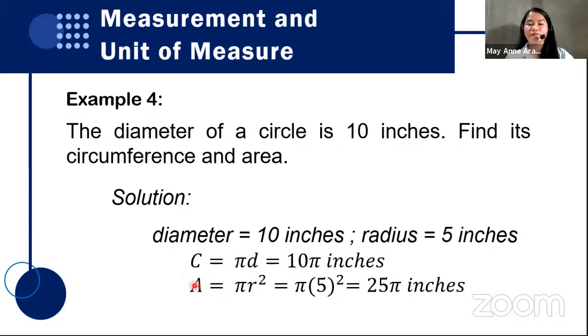And for the area, since area is equal to pi r squared, we need to get first the length of the radius. Since diameter is twice the radius, thus divide 10 by 2. 10 divided by 2 is 5. So you have 5 squared is 25, then pi, square inches. So meron naman dong instruction na if you need to simplify further.